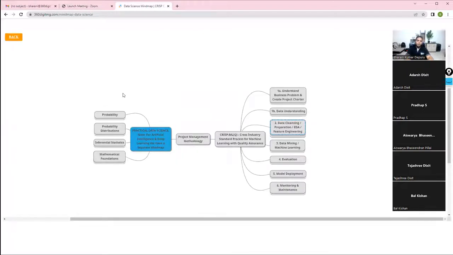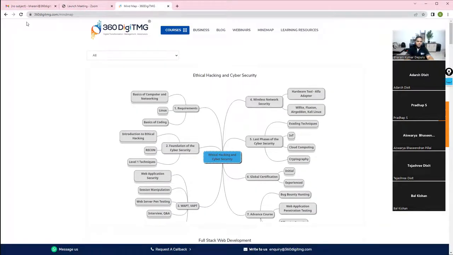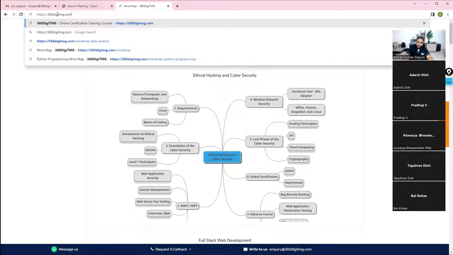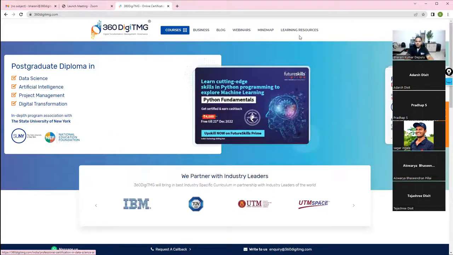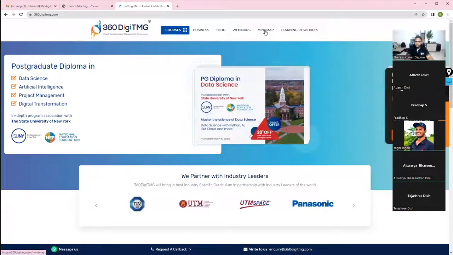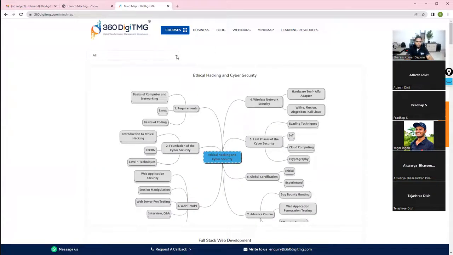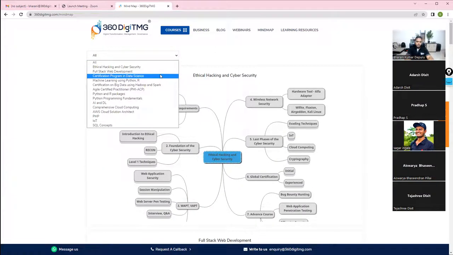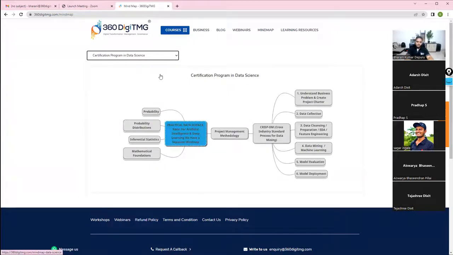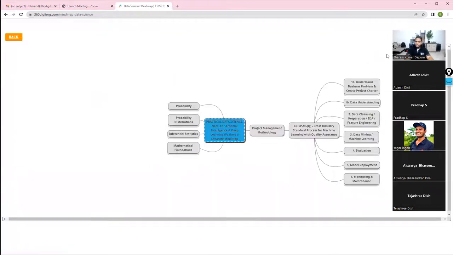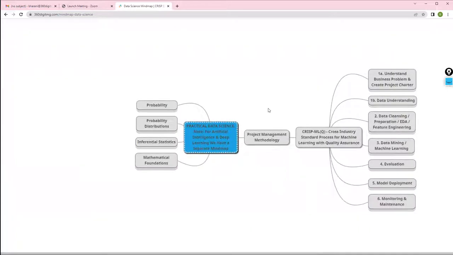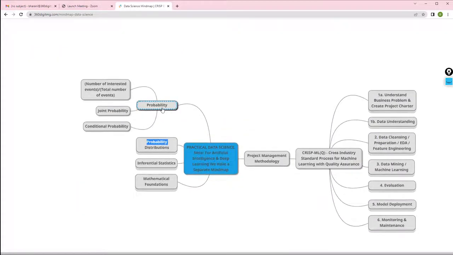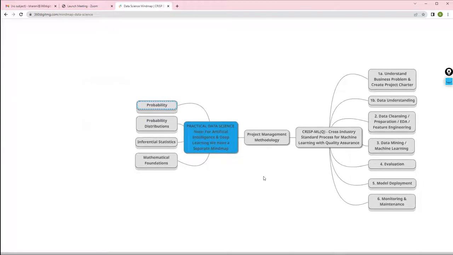Once again, if you want to access the mind map, all you need to do is go to 360digitmg.com, the URL, and then access the mind map by clicking on mind map here. Within the dropdown, you'd find an option called certificate program in data science. Click on that and you would find the mind map. You just need to double click to expand a particular branch in the mind map, and double click to collapse.